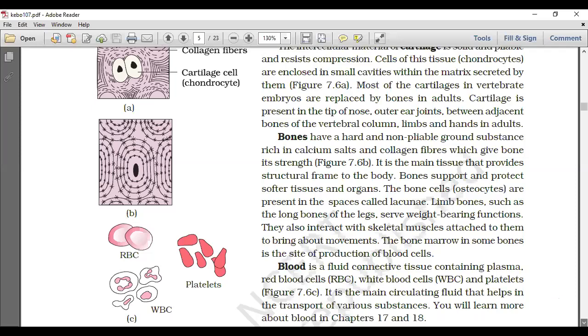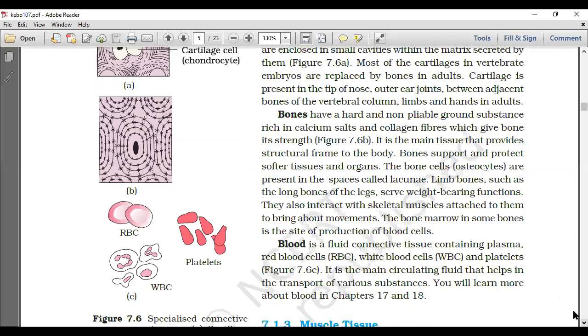Then let's take a look at the blood. Blood is a fluid connective tissue containing plasma, red blood cells, white blood cells, and platelets. It is the main circulating fluid that helps in the transport of various substances.